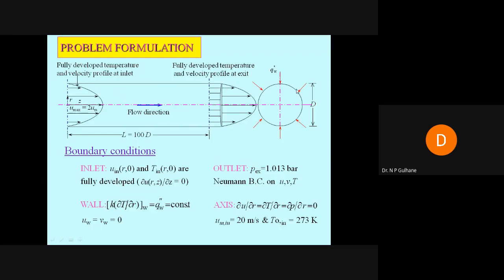If you see the top view, the tube is circular, subjected to constant heat flux from all the surfaces, with diameter d. That constant heat flux is written as q double prime w, meaning heat flux at the wall. So the entire length of the tube is subjected to this heat flux.